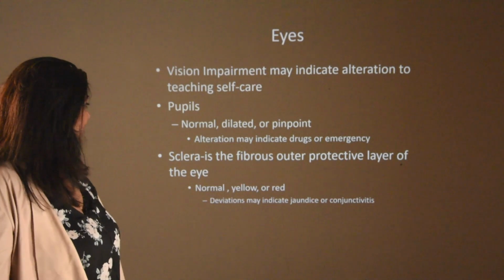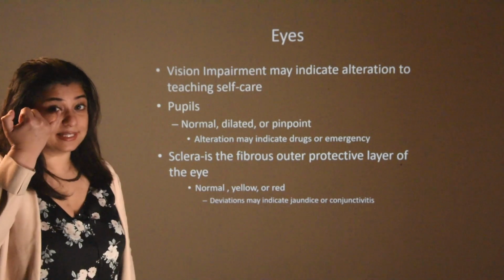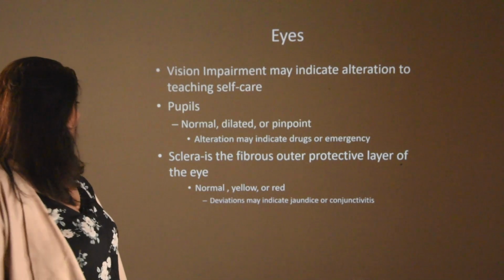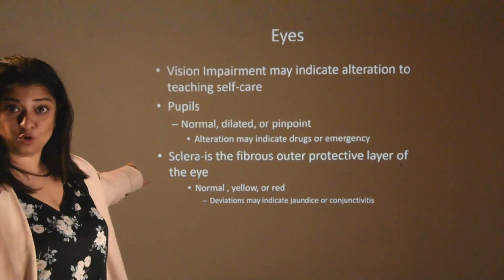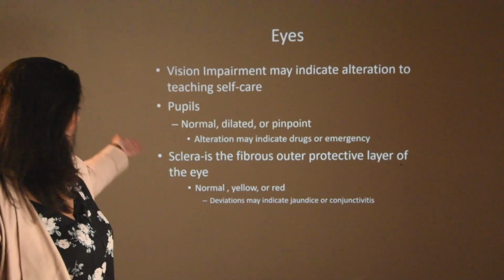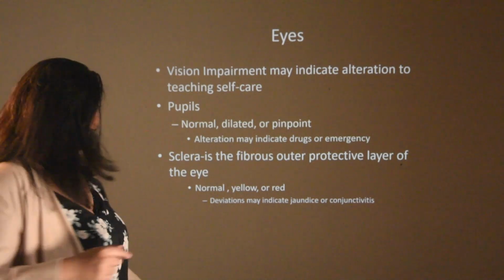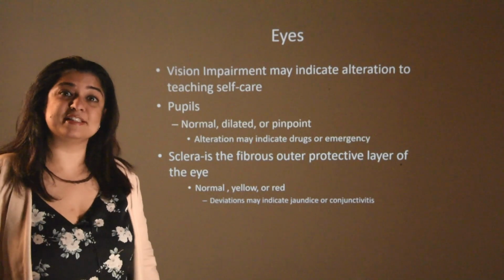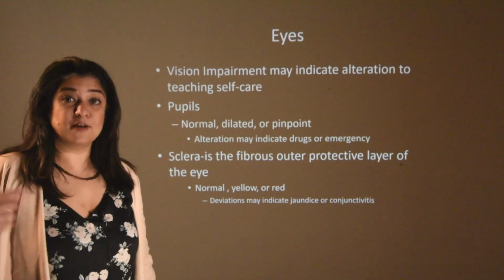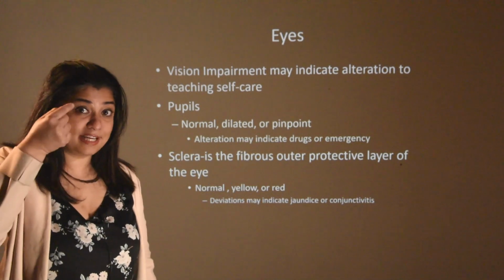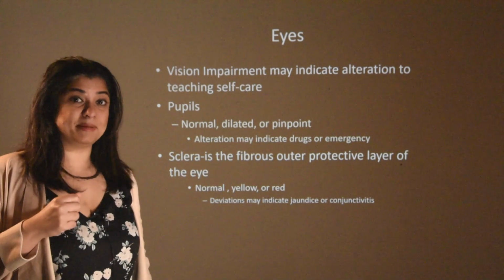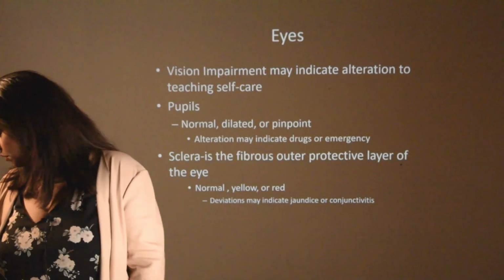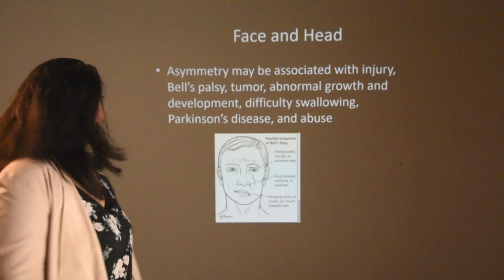Sclera is the fibrous outer protective layer of the eye. That's the white portion. You want to look for what looks like normal. Look at yourself in the mirror. Yellow or red. Red has started becoming very important, especially with COVID patients. They're finding that redness of the sclera is one of the signs that a patient might have COVID. So you want to keep that in mind.